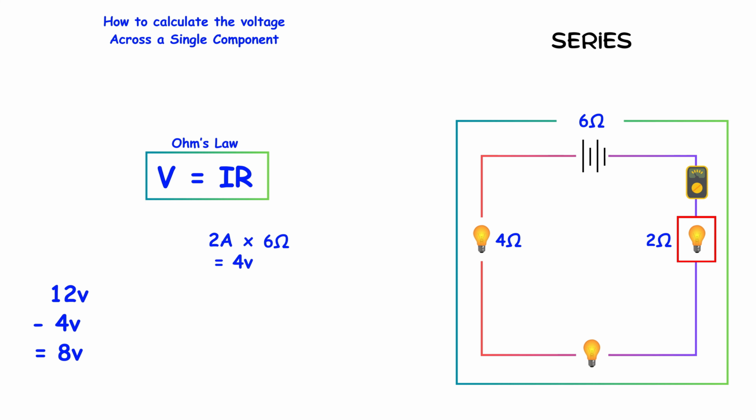Next, to calculate the voltage across a single component, we can use the current, which is 2 amps throughout the whole circuit, and the resistance of that specific component. So for the right-hand lamp with 2 ohms, 2 amps times 2 ohms gives us 4 volts across it. To find the voltage across the other component, we can either repeat the same method or simply subtract 4 from 12, which tells us there are 8 volts across the other lamp.